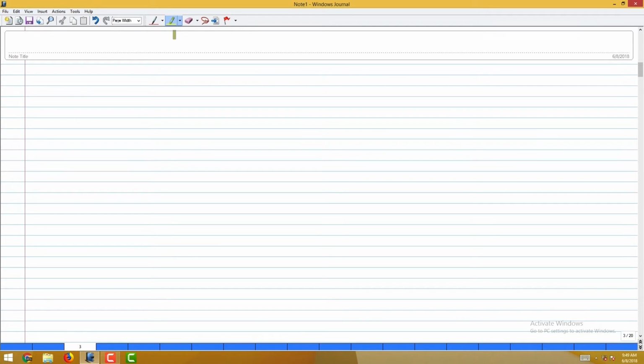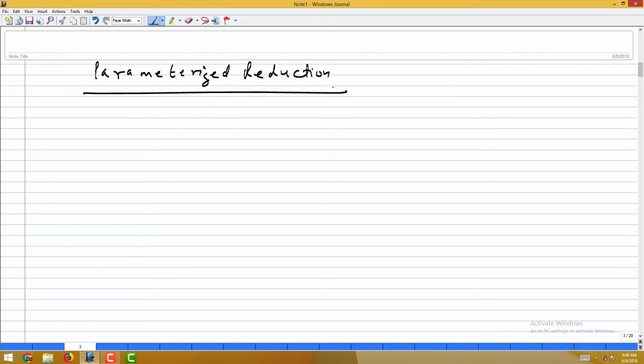So what is a parameterized reduction? Suppose we are giving a parameterized reduction from problem A to problem B. Now let me use terms like, let's say I is an instance of problem A. Now what's an instance of problem A? For vertex cover it's G comma K.